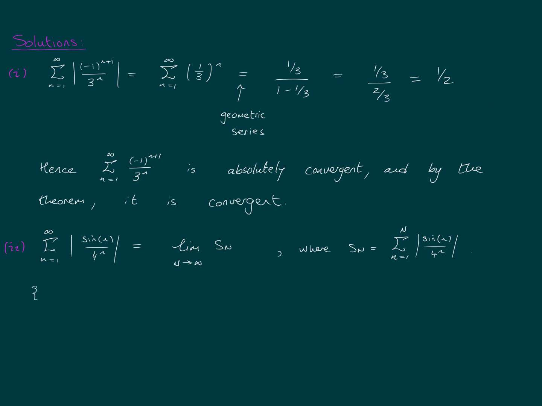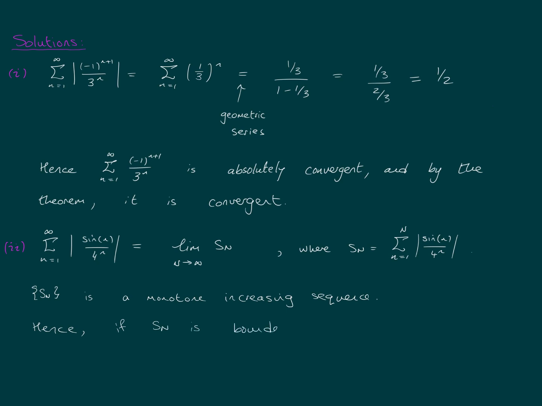So Sn is a sequence, and it's a monotone increasing sequence. What does that mean? To go from Sn to Sn plus 1, I add on the absolute value of something, so I add on a positive number. So these Sn's are getting larger, because at every stage I add on something positive. So it's a monotone increasing sequence.